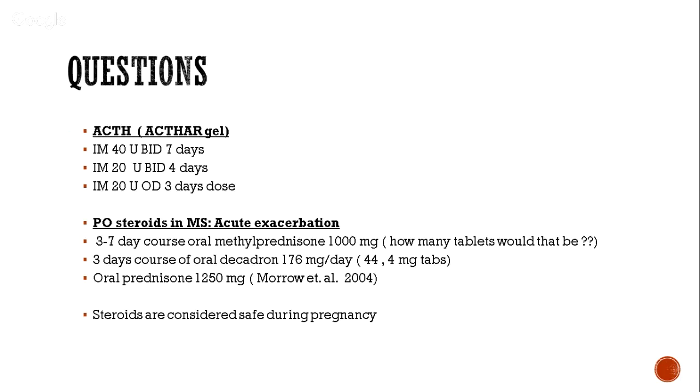But ACTH is IM, ouch. So IM twice a day, more ouch, for 7 days, followed by 4 days, followed by 3 days once a day. So 40 twice a day for 7 days, 20 twice a day for 4 days, and then 20 once a day for 3 days. That's the recommended dose. So overall, a period of 2 weeks, IM injection almost every day, twice a day. It's a little painful, but we could potentially use that option for treating.